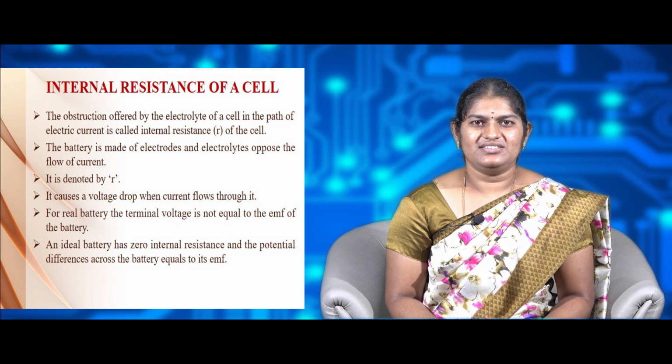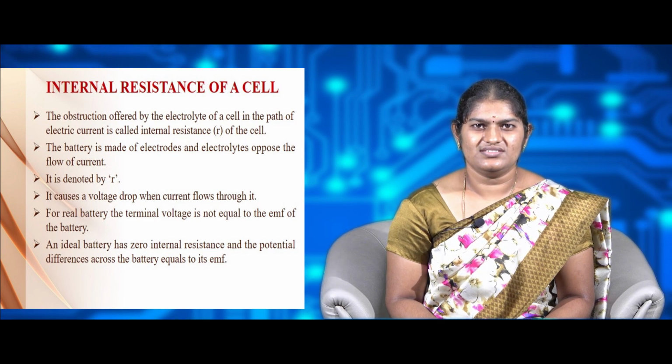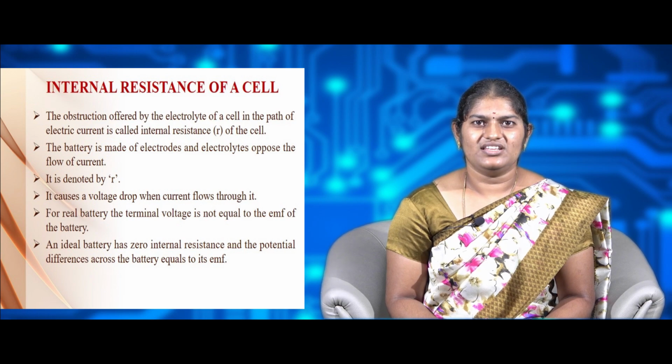It is denoted by a symbol r. It causes voltage drop when electric current flows through the internal resistance of a cell. For a real battery, the terminal voltage is not equal to the EMF of the battery. An ideal battery has zero internal resistance, so the potential difference across it is equal to the EMF of the battery.